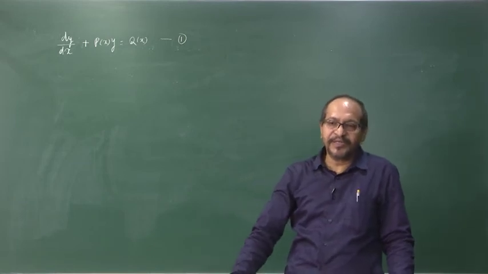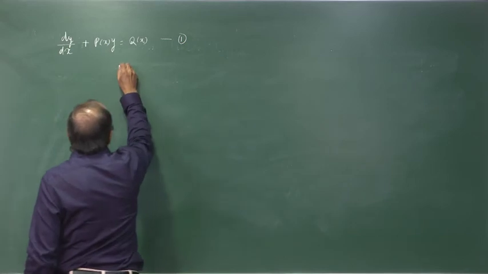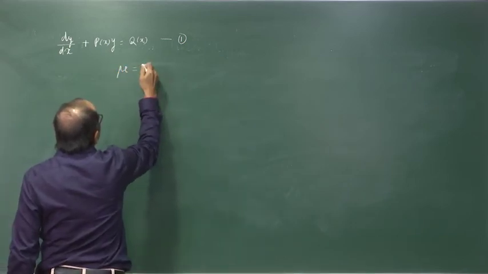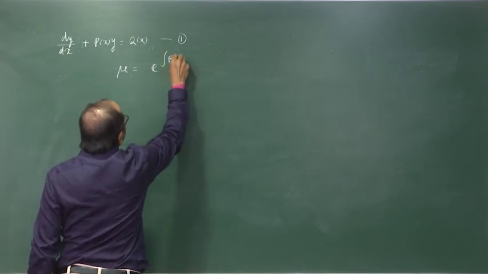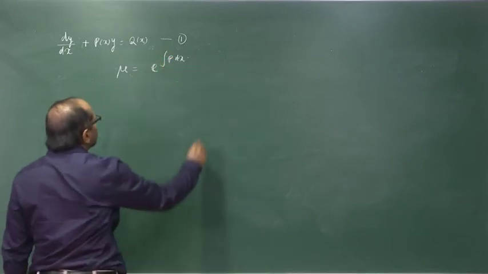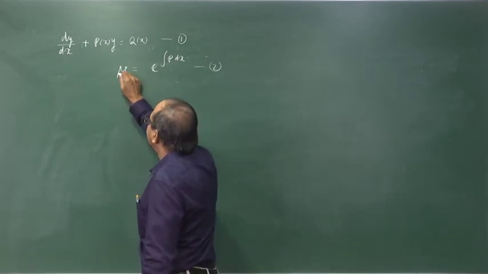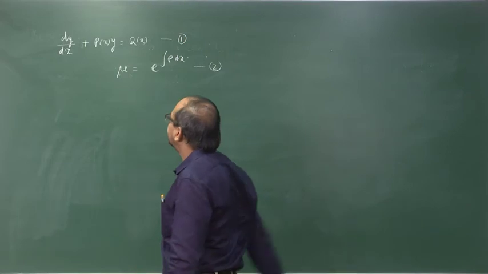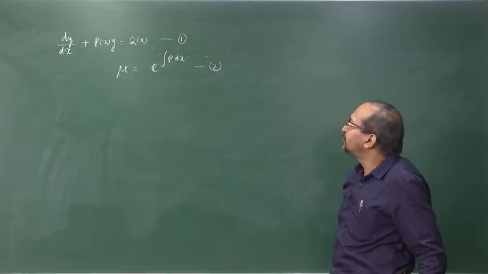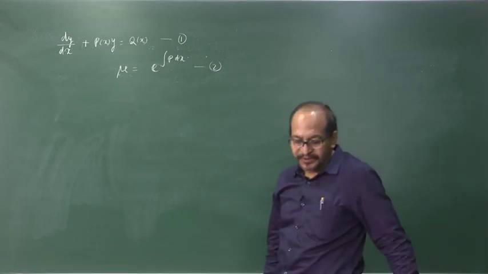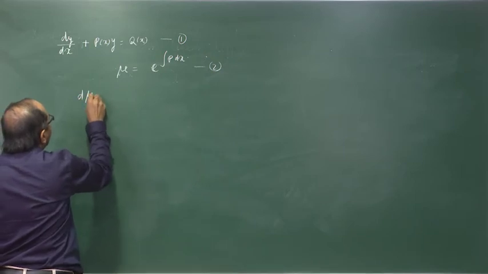Now, let us define a function mu is equal to e to the power integration of p dx. This is equation 2. Let us introduce this term, mu is equal to e to the power integration p dx. Okay. Then what will be the value of d mu by dx?